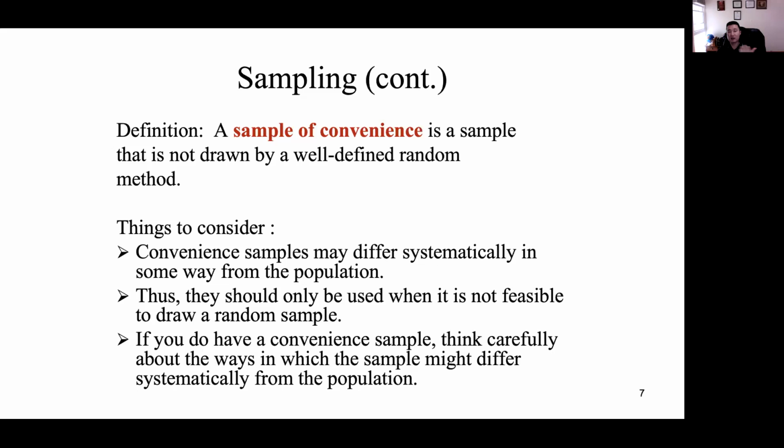Is there any way in which the sample might differ systematically from the population? For example, the professor wants to know the average height of the 50,000 students in a university. The best way is to draw a simple random sample of 100 students. If she chooses a sample of convenience, for example 100 students from the College of Engineering, then we should think carefully about whether those 100 students will be different from the whole population, which is the 50,000 students of that university.